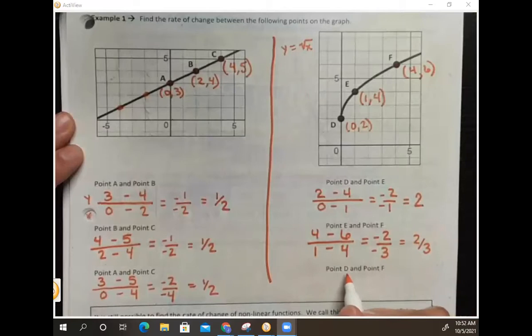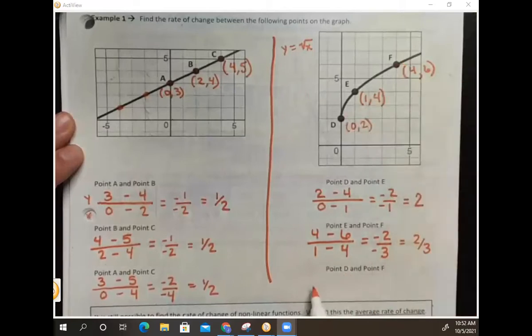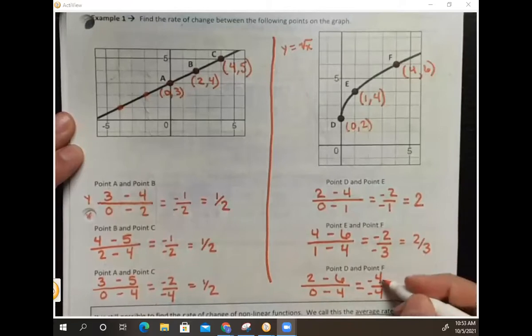And then finally, I'm going to find the slope between points D and F. So from D to F. Remember, y on top, x on bottom. So 2 over 0 minus 6 over 4. 2 minus 6 is -4. 0 minus 4 is also -4. -4 over -4 reduces to 1.